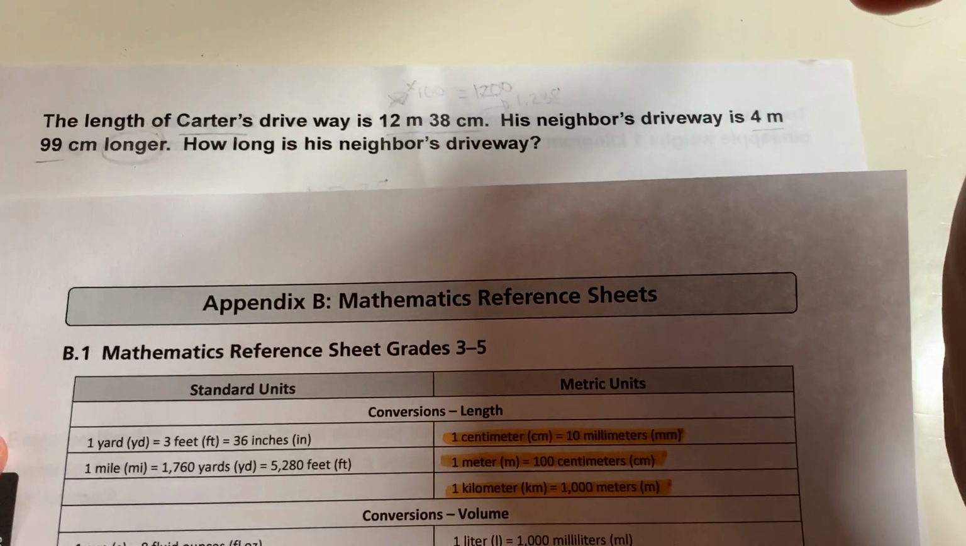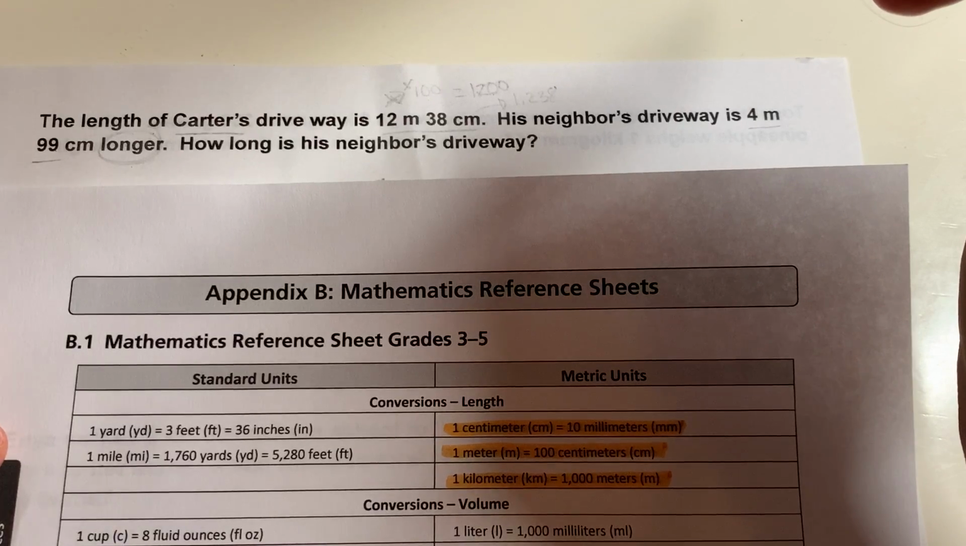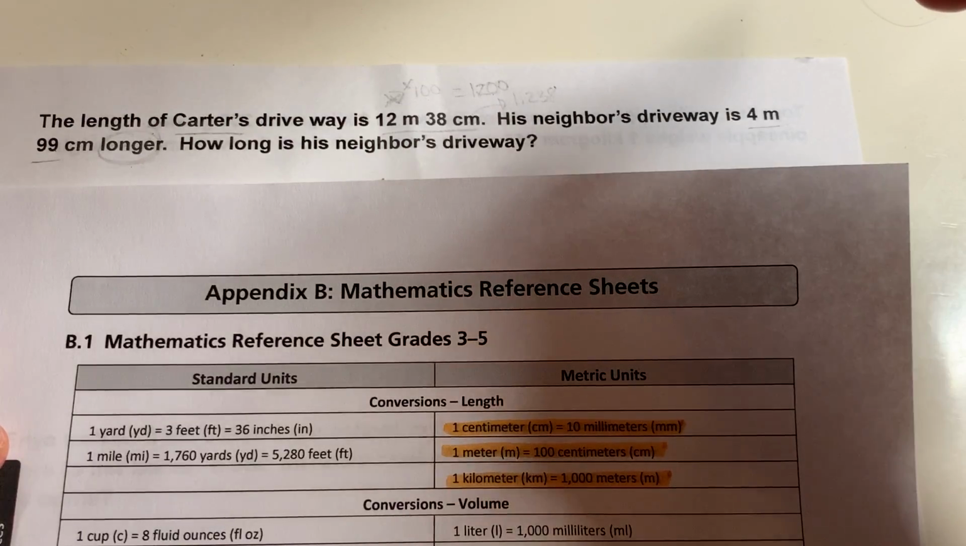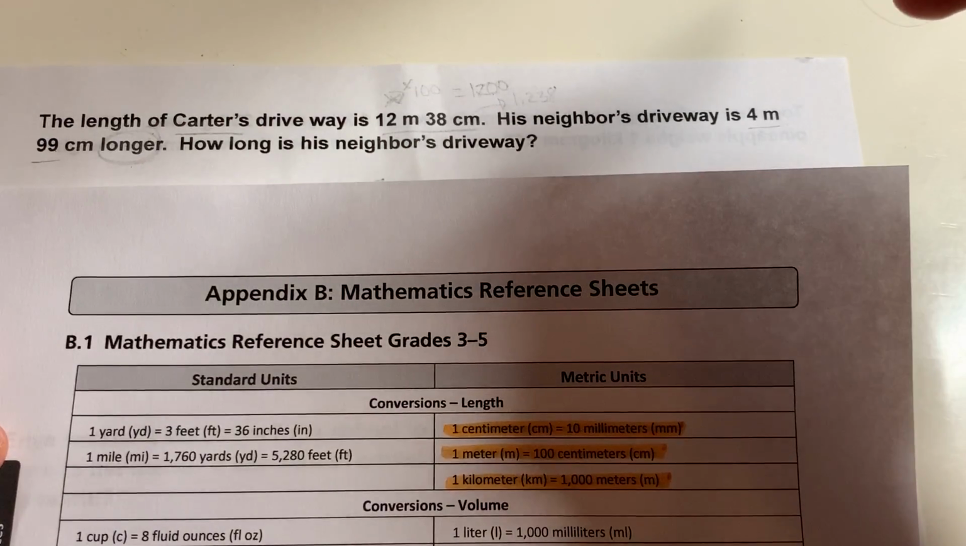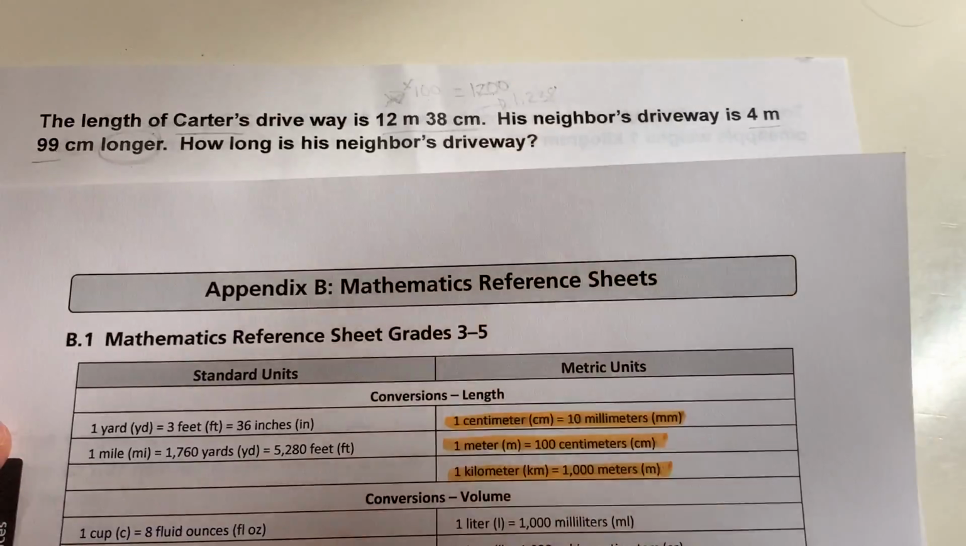The length of Carter's driveway is 12 meters, 38 centimeters. His neighbor's driveway is 4 meters, 99 centimeters longer. How long is his neighbor's driveway? Go ahead and solve that on your own.